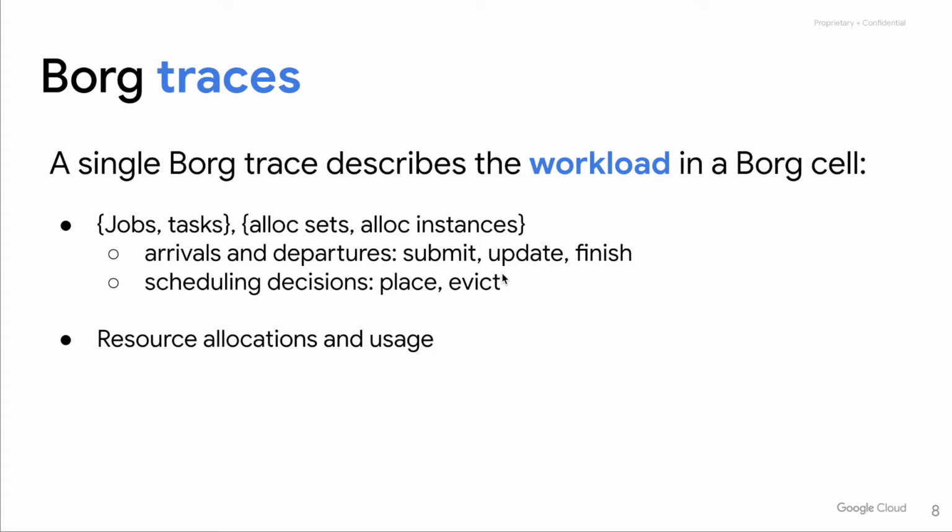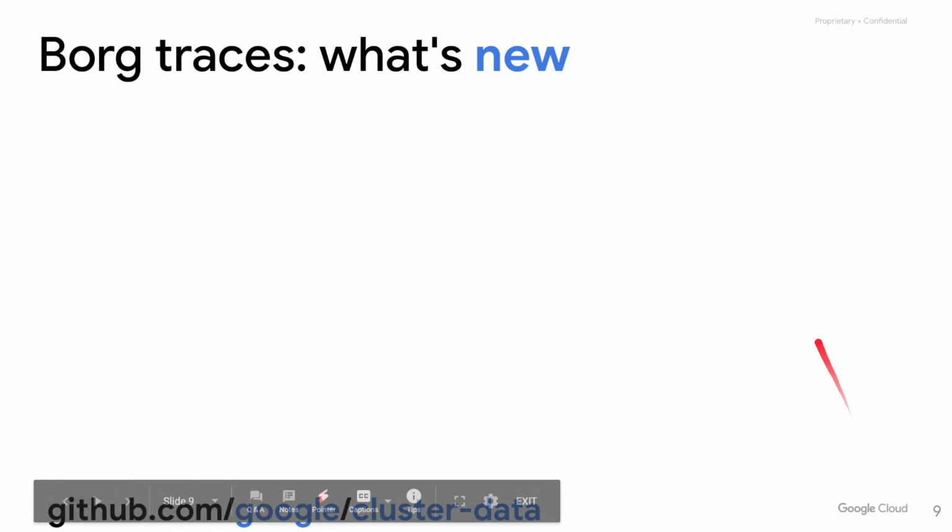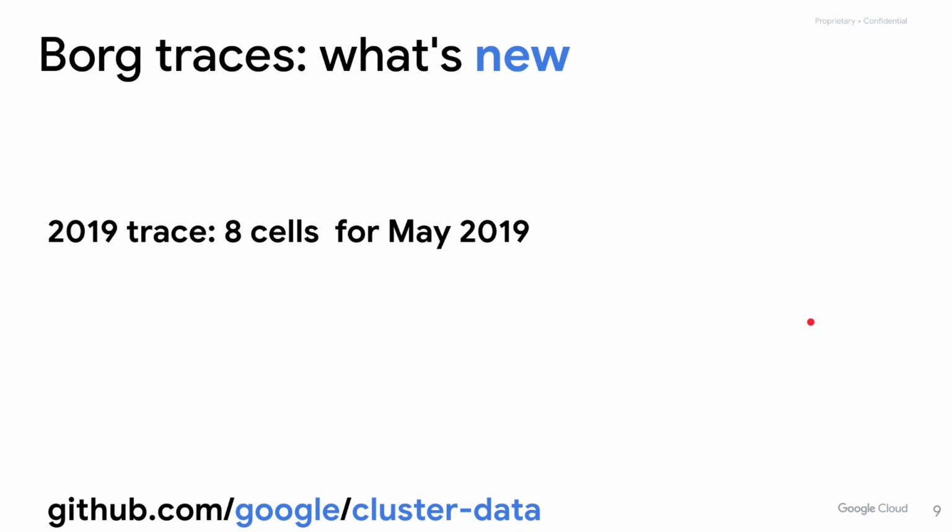Similarly, it also includes a measure of how much resources Borg allocates to each task and how much of those resources the task uses. So what's new about this updated set of Borg traces we've released? To begin with, we're releasing a lot more cells than the 2011 version. So now we have 8 cells over the month of May 2019.